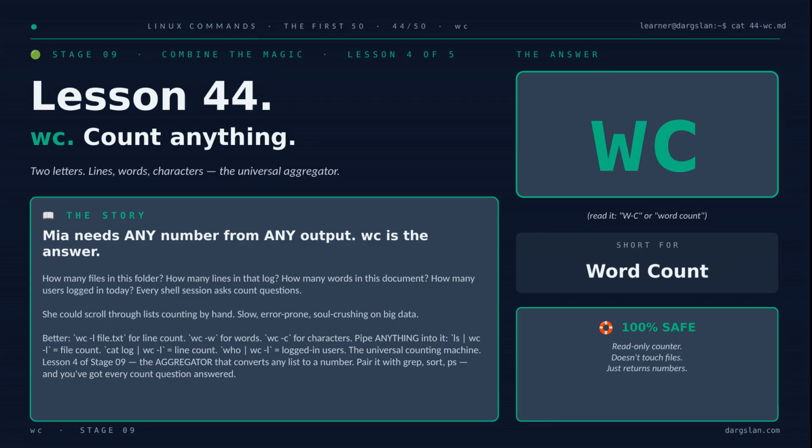Mia keeps running into the same question: how many? How many files? How many log entries? How many users logged in? And wc is the universal answer. It's the aggregator that turns any list into a single satisfying number.